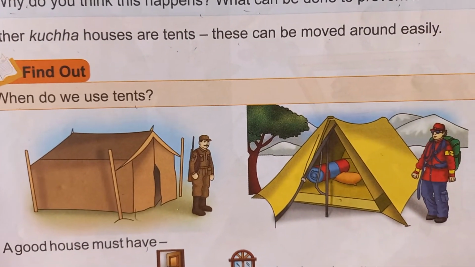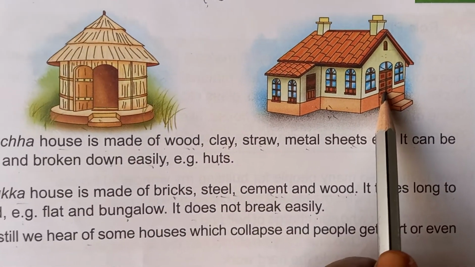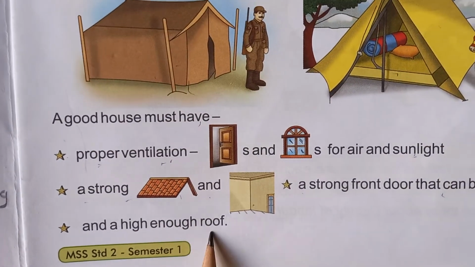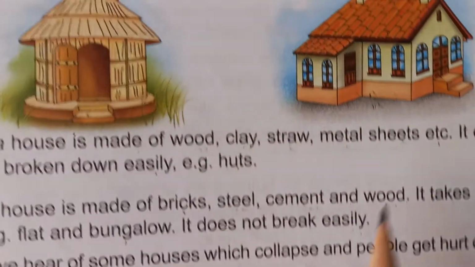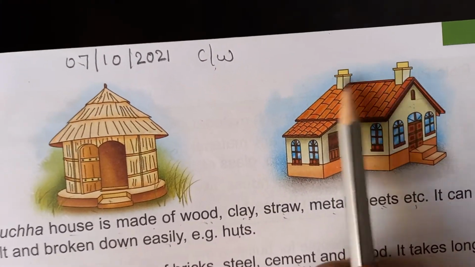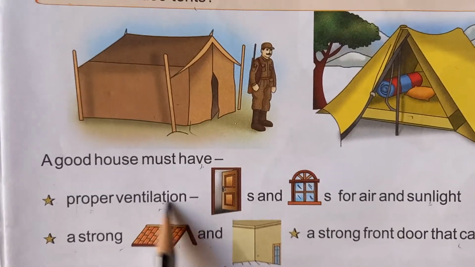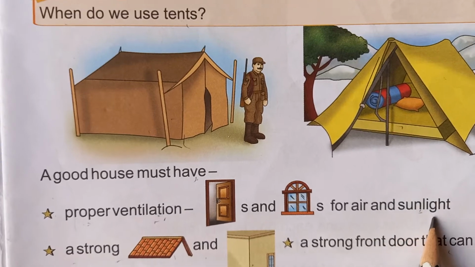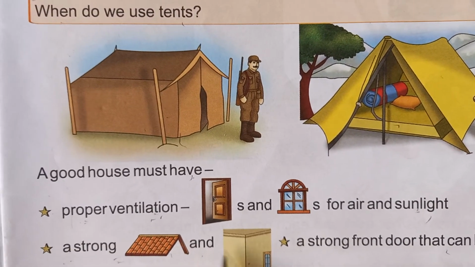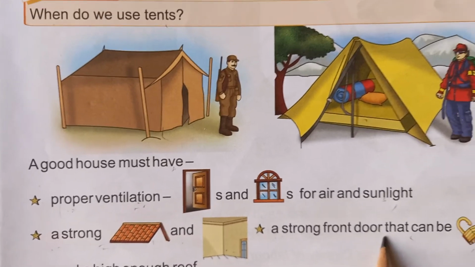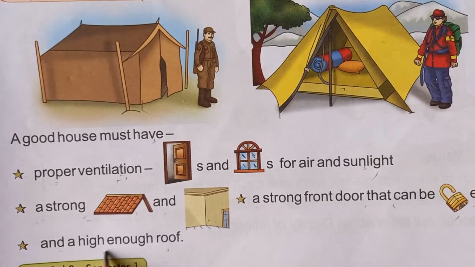A strong roof. See here, this roof is strong. And walls. A strong front door that can be locked. So a front door which we can put a lock to. And a high enough roof. This is a high enough roof. And see the chimney, it is left here. Okay children, this is a good house. So a good house must have proper ventilation, doors and windows for air and sunlight, a strong roof and walls, a strong front door that can be locked and a high enough roof.